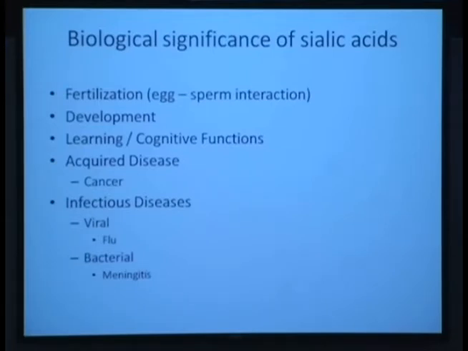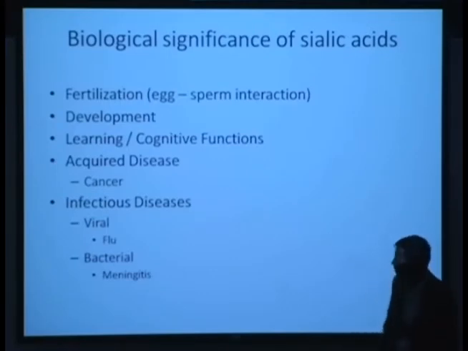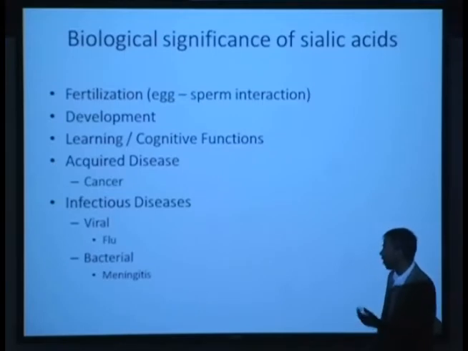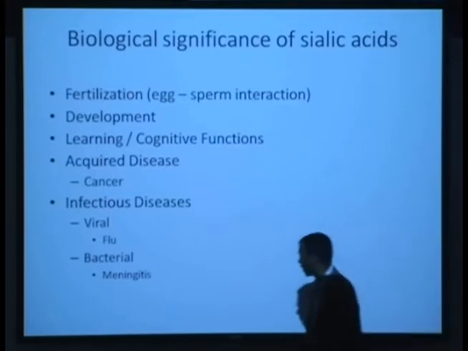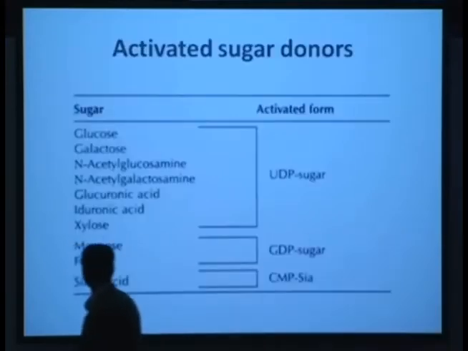They also play a role in disease, though I say acquired disease, not quite, sometimes inherited disease as well. In cancer, as I said in the previous slide, there are truncated glycans attached to the mucins, because of upregulation or downregulation of sialyltransferases. Also, various pathogens, unfortunately, exploit sialic acid to trigger infection, as simple as a flu or as complex as meningitis.